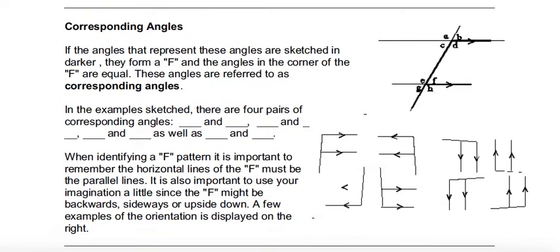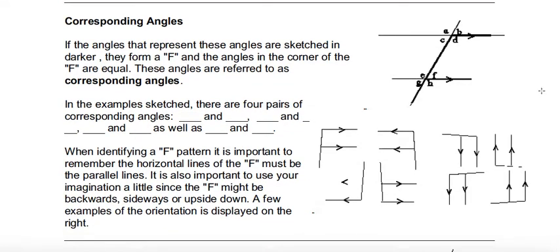So the next pattern that you're going to look at refers to corresponding angles. And corresponding angles are also angles that are going to be equal, but these angles are going to be shown by using the letter F. So we can see here we have this F that is drawn on this shape. So that means that the angles in the corner of the F, so D and H, are equal.